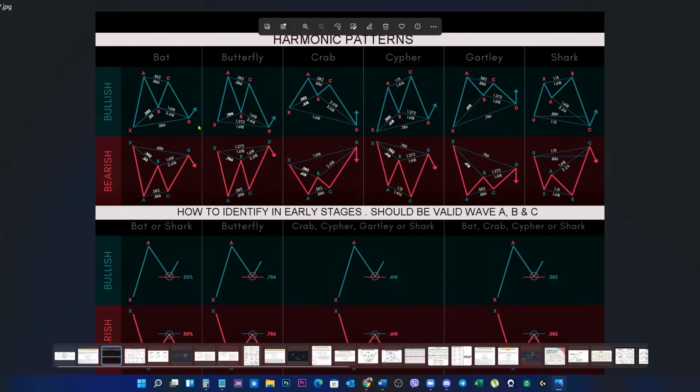Okay, so don't forget, harmonic pattern should have a valid A, B, C, and D. Okay, but in early stage A, B, and then C, and definitely you can now go for a short position if you already determine the point C. Okay, and bullish now for a long one, or you can wait until the D, point D, wave D is finished, C to D. Okay, so I hope guys, this is clear to you.